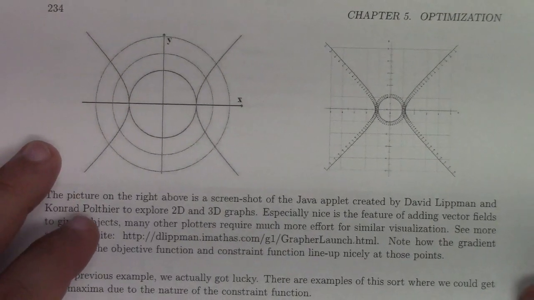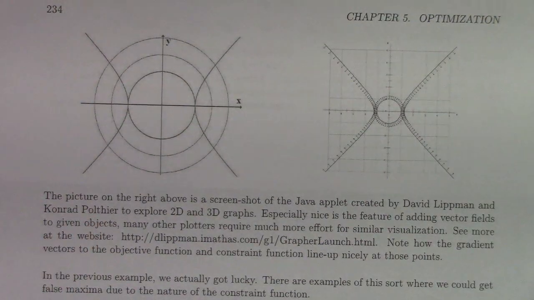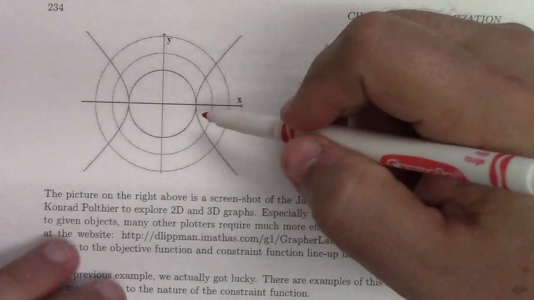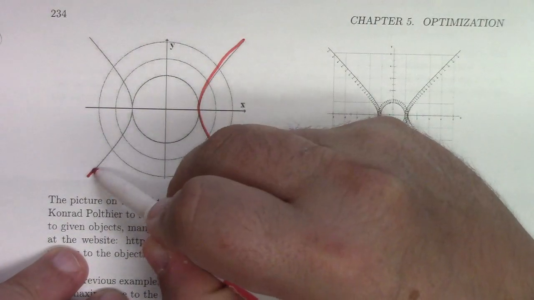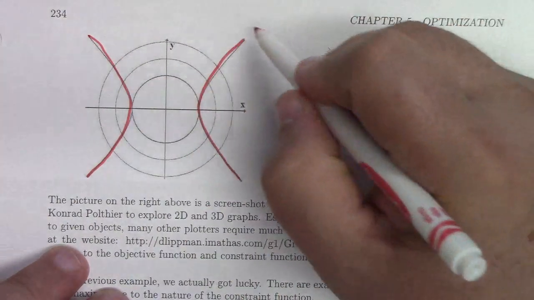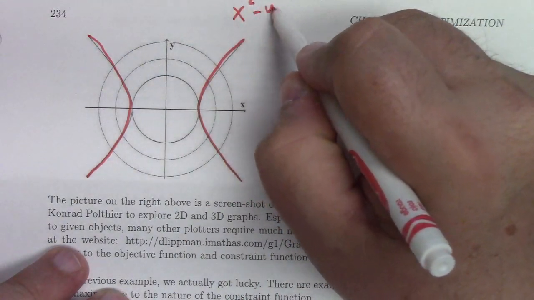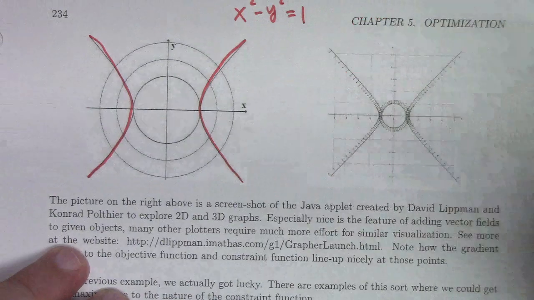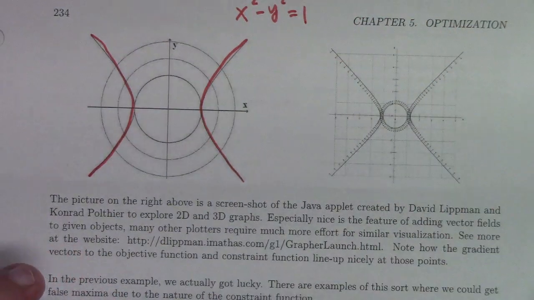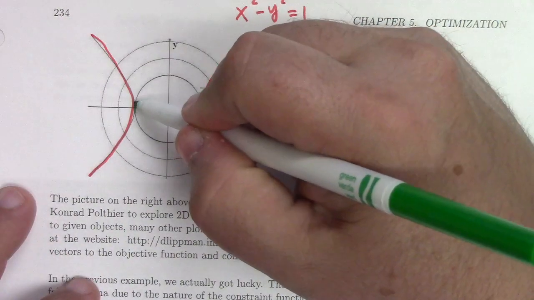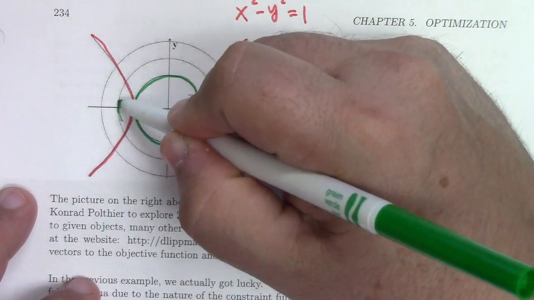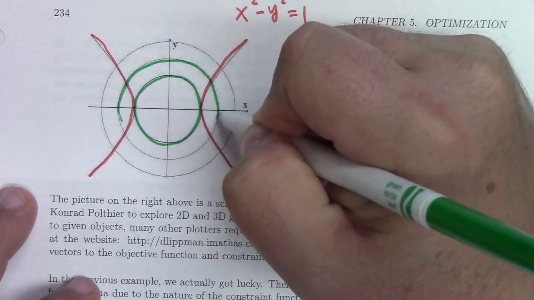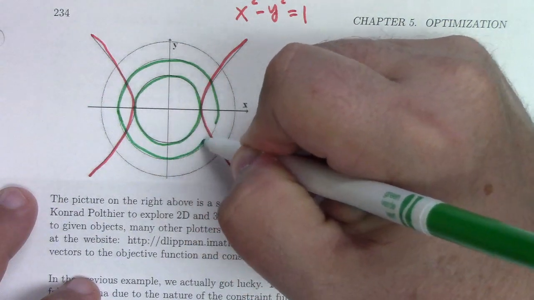Okay, so here's a picture. The constraint x squared minus y squared equals 1 is this hyperbola. So that's the constraint curve. And then these circles are level curves of the objective function x squared plus y squared. So here are some level curves of the objective function.